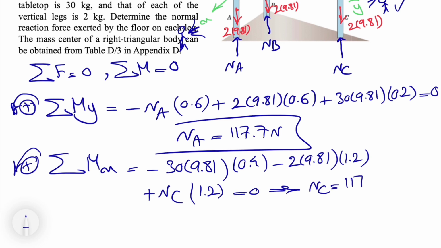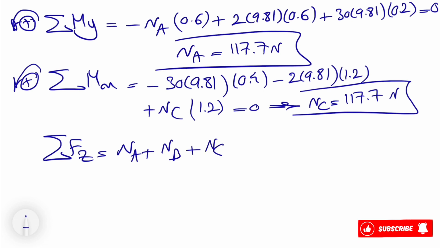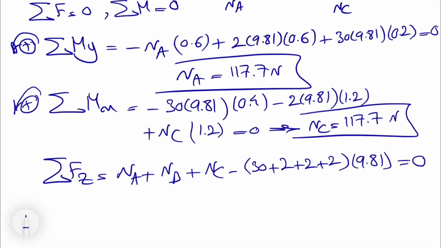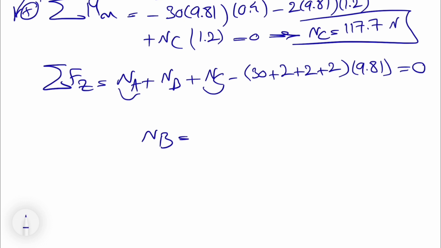which will be 117.7, which is exactly what we got for point A for NA. And we haven't used our F equations, but we'll see that all the forces are in Z directions. That means we need to go with our FZ, and we basically have NA, NB, NC minus the weight of everything, which was 30 plus 2 for each leg, which we had 3 legs, and this would be times acceleration of gravity. So from here we have NA and NC, and the only unknown in here is NB. And if we look at this, we'll see this would be 117.7 as well.